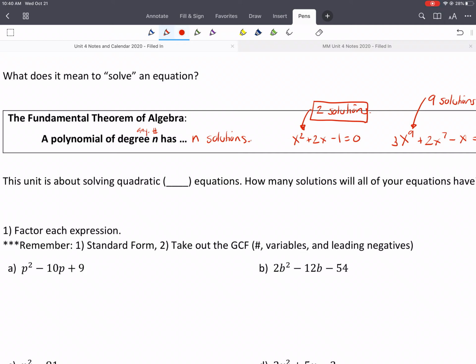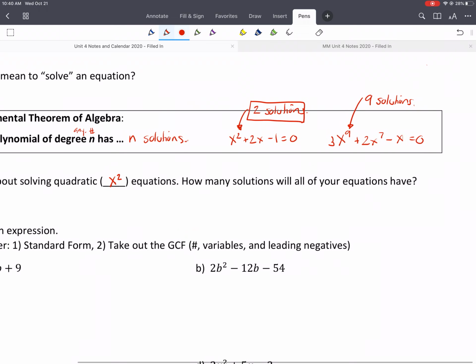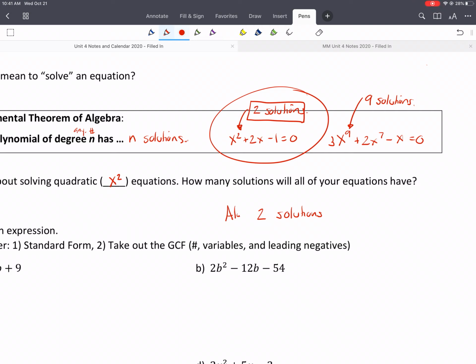So this unit, we will be solving quadratics, meaning we have x squareds, quadratic equations. How many solutions will all of your equations have? So here is the key. I guess we already did it right here. There's going to be 2 solutions. Always. Always 2 solutions. Those 2 solutions could be the same, but there's always going to be 2 solutions.